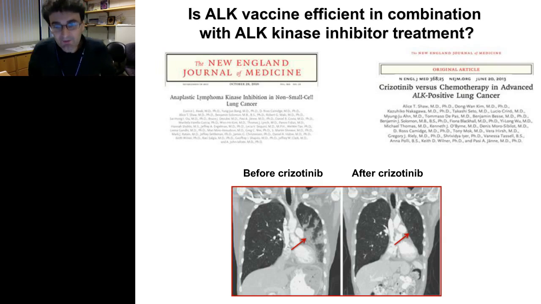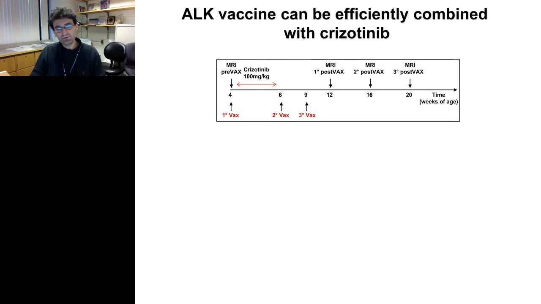And so there is a window in which this ALK inhibitor is efficient, which lasts for about 6 to 9 months. But eventually, after this window, the tumor comes back, and eventually the patient will die. So we decided to use this window in our mouse model.